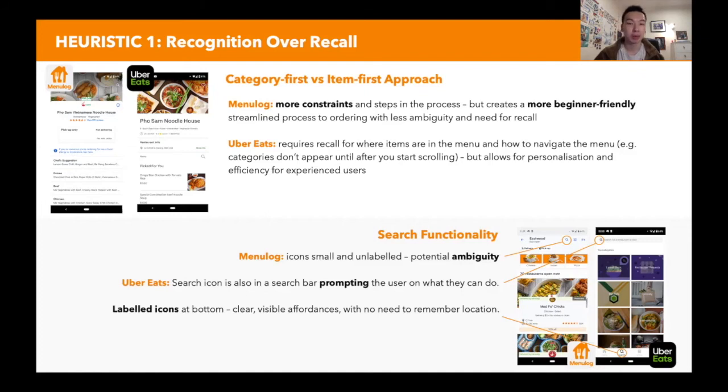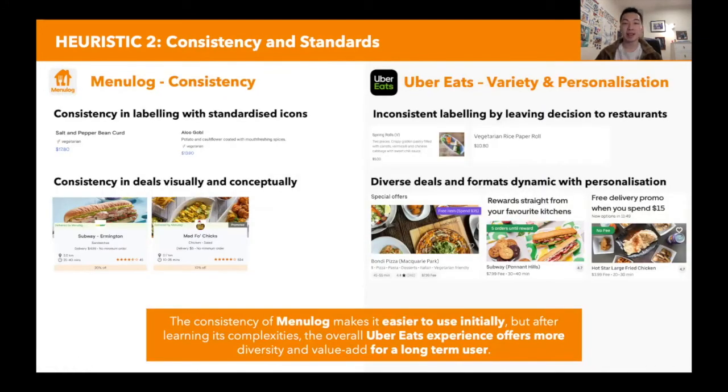In terms of consistency and standards, both apps maintain a level of consistency in matching expectations and the real world in terms of the overall steps. But Menulog seeks to take that a little bit further by prioritizing consistency through the whole experience with things like those standardized vegetarian icons, whereas Uber Eats looks to have more diversity and personalization, sacrificing initial ease of use for a more engaging long-term experience.